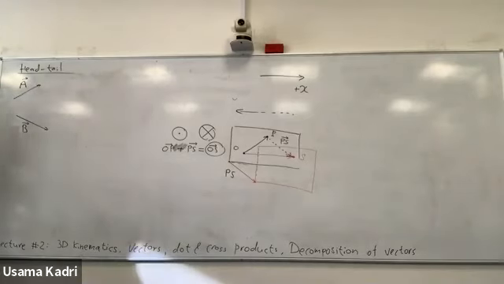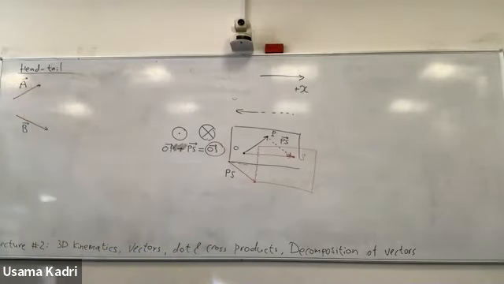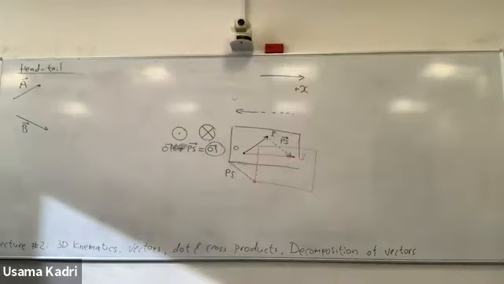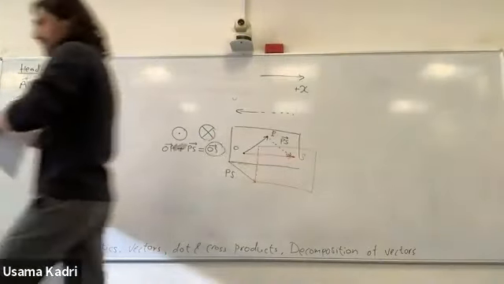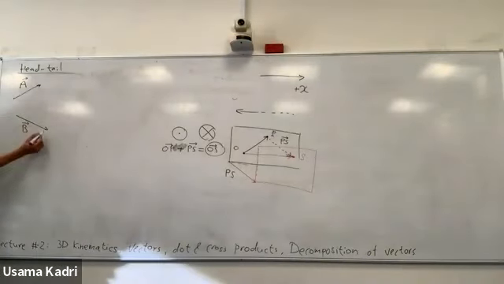What I do is I take vector A. So this is the tail and this is the head. I put the tail of vector B on the head of vector A. This is vector B.